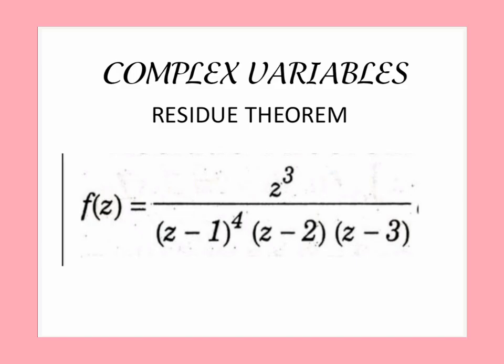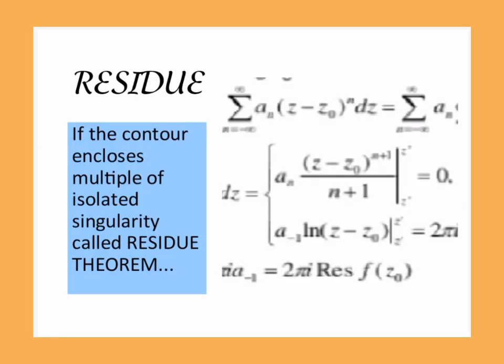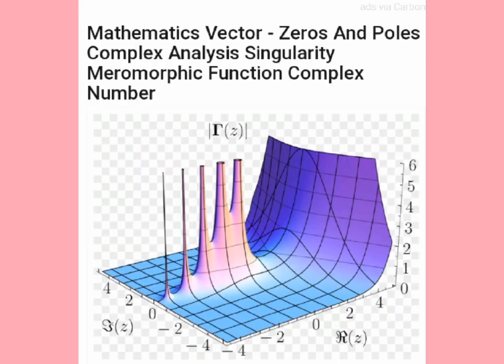Here the complex function f of z is equal to z cubed over (z minus 1) to the power 4, (z minus 2), (z minus 3). It is the residue theorem formula. If the contour encloses multiple isolated singularities, it is called the residue theorem. Here it is given as 2 pi i times the sum of the residues of f of z. Here we have the diagram of vector calculus, zeros and poles, complex analysis, singularity, meromorphic function, complex number.